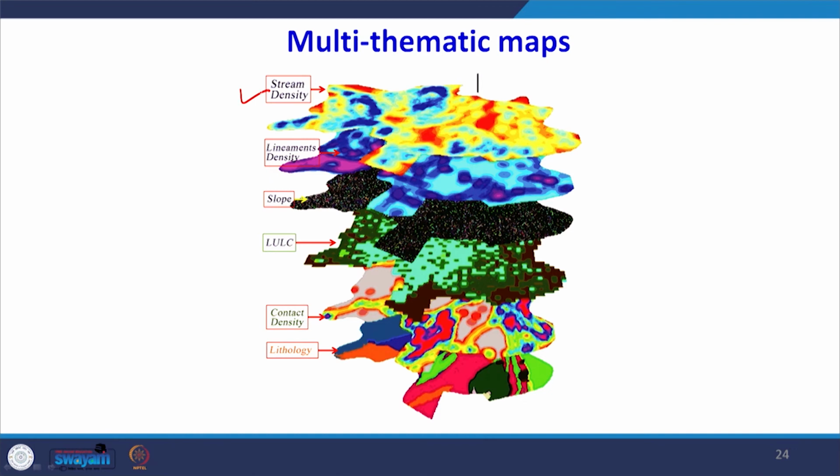So, these are the different examples of the multiple thematic maps. The top one is the stream density map, then lineament density, slope map, land use and land cover maps, the contact density maps and the lithology maps. So, different themes and different maps have been created from the same sets of the satellite data using that multidisciplinary approach, and then these could be further integrated in GIS for some application.